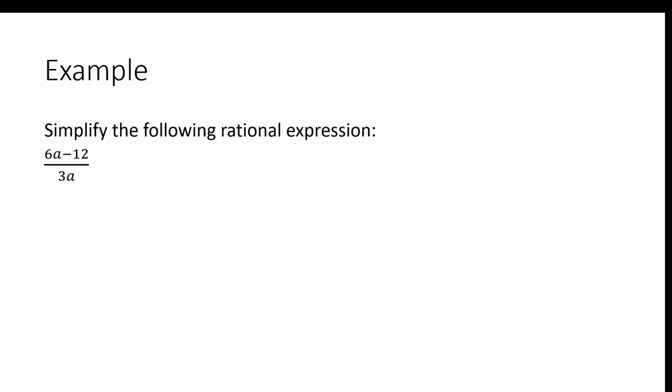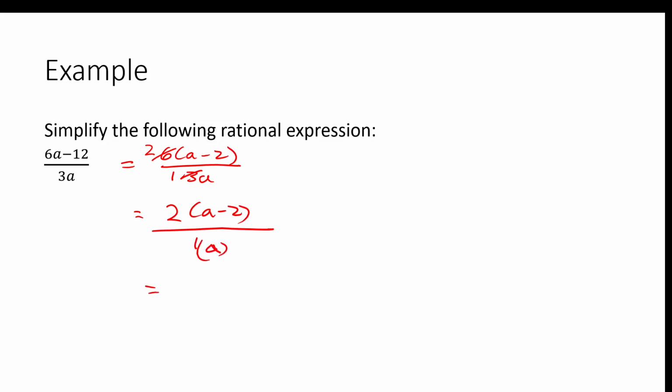So suppose we wanted to simplify the rational expression shown. What we could do is simply factor 6 out of the numerator and factor 3 out of the denominator. Then we would see an opportunity to cross out the 6 with the 3. We'd be left with a 2 up top and a 1 down below. And so we'd be able to say that the answer is 2 times a minus 2 over 1 times a, or in other words, just 2a minus 4 over a.